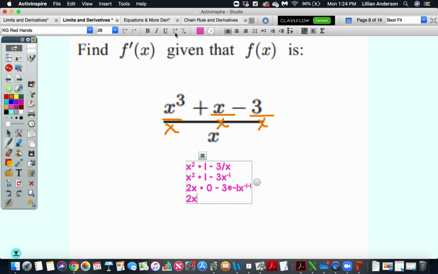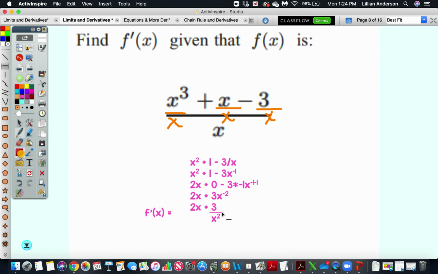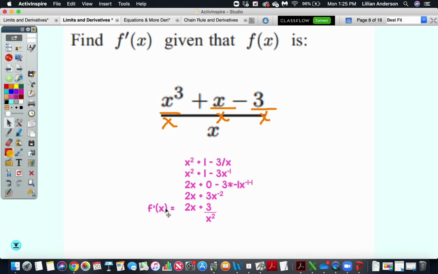So then that's going to leave me with negative 3 times negative 1, which is a positive 3. I went ahead and just dropped the 0. Hopefully everyone's okay with that. x to the negative 2. And then, of course, I don't want any negative exponents, so I'm going to rewrite it so that my exponent is positive. So the derivative of this function, this one that had x to the third plus x minus 3 all over x, is actually going to be 2x plus 3 over x squared. And that is the derivative of this particular function.